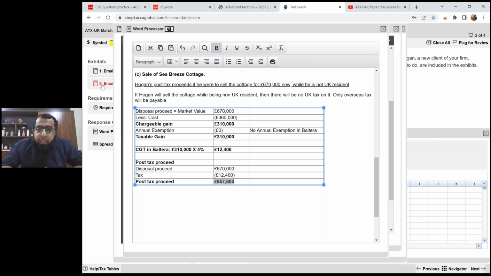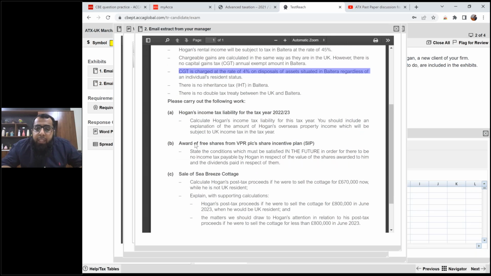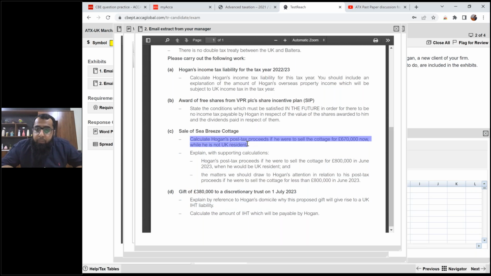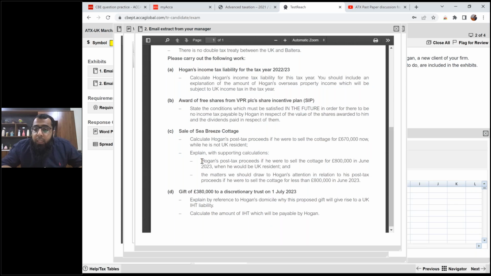Okay, now let's look at the question. What else is he asking? Calculate Hogan's post-tax proceed if he were to sell the cottage now while he is non-UK resident. Then explain with supporting calculation Hogan's post-tax proceed if he were to sell the cottage for £800,000 in June 2023 when he would be UK resident. What will be the implication if he sells the cottage in June 23?